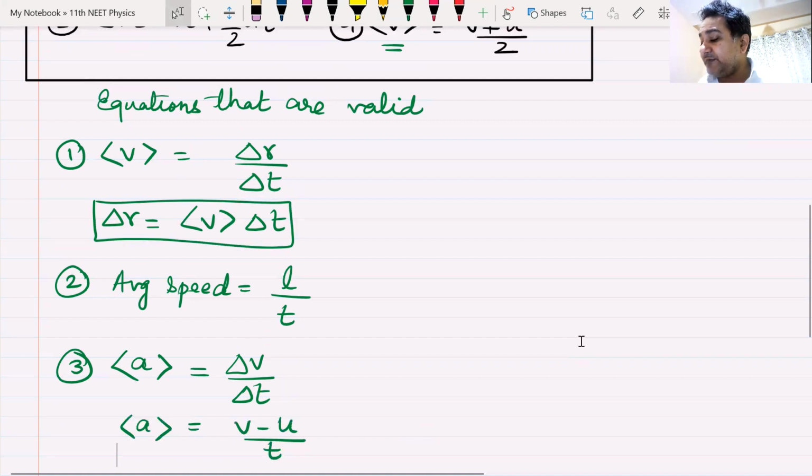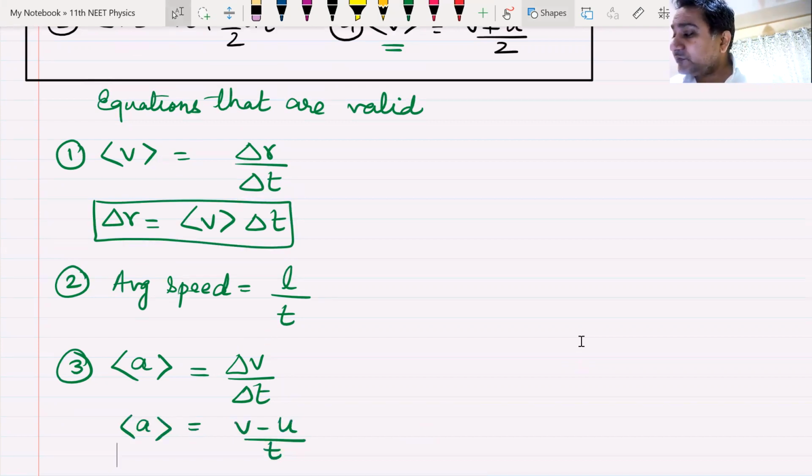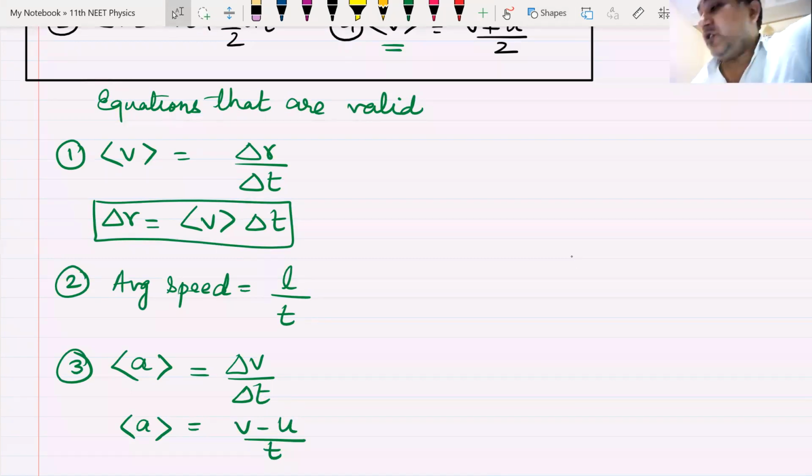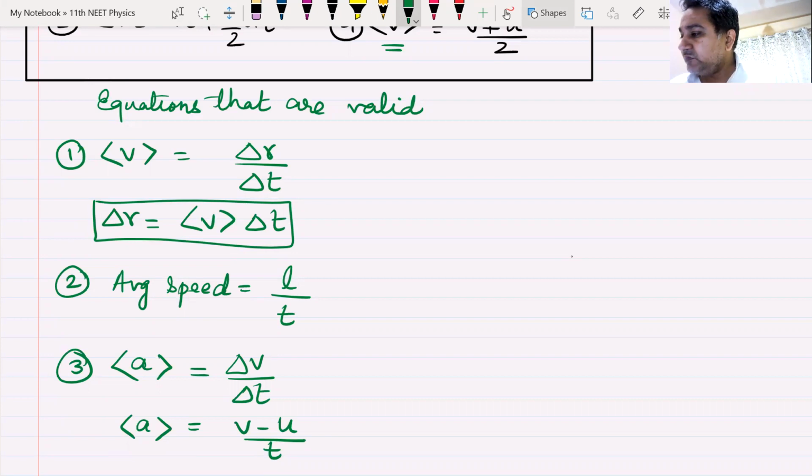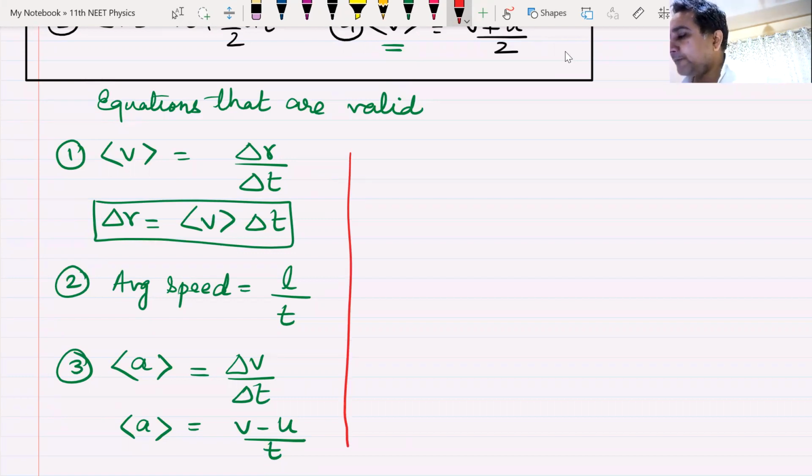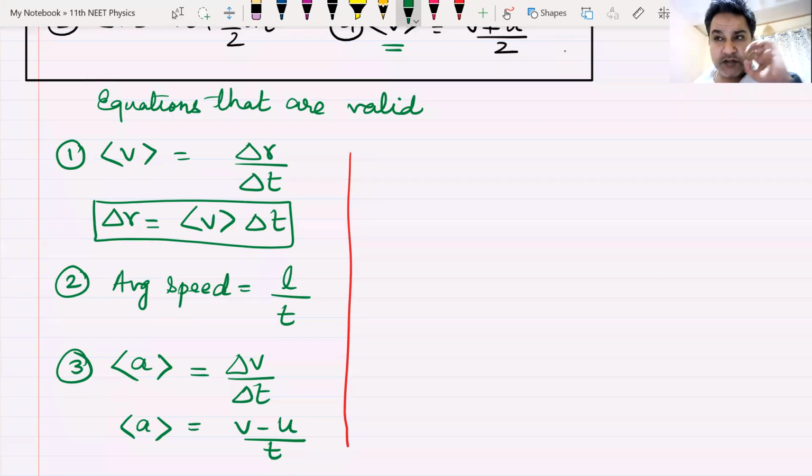Am I clear, everyone? Do we understand this? Can I have some raised hands? These equations are still valid. Yes or no? Okay. These are the definitions.